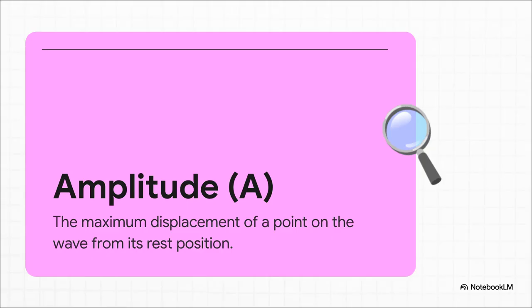This is really just how big the wave is. It's the maximum distance a particle moves away from its resting position. So a bigger amplitude means more energy. For a water wave, it's just the height from the calm water level right up to the very top of a peak.